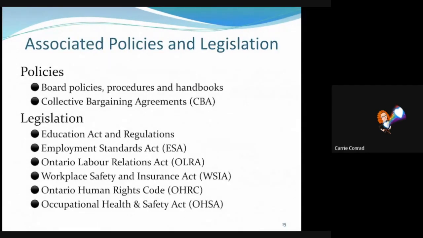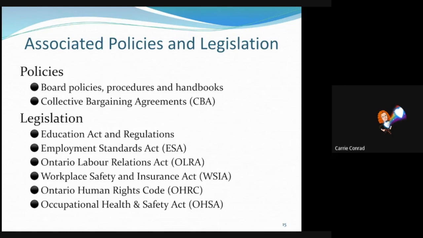As a leader, although we're primarily talking about collective agreements, it's important that you realize there are many other policies and legislations that apply in your workplace. Board policies, procedures, handbooks govern what we do. Our collective bargaining agreements.